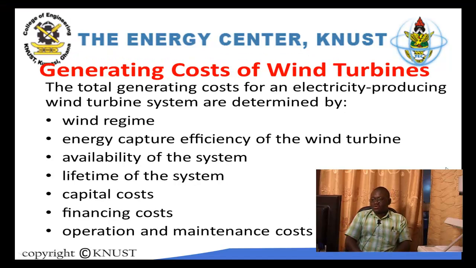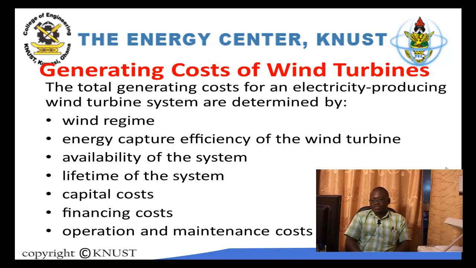Now, the total generation cost for a wind turbine system that is basically installed to produce electricity is determined by these parameters. The wind regime, how much wind is blowing. Definitely, if there is more wind blowing, then more energy will be produced, and more energy produced means there will be more energy that could be sold for profit. So the wind regime is very, very important. And by the wind regime, our main focus is on the speed of the wind. Winds blowing at high speeds are much more favorable.